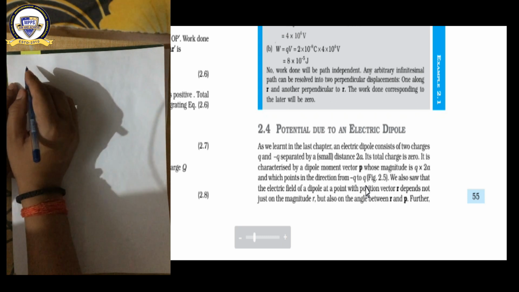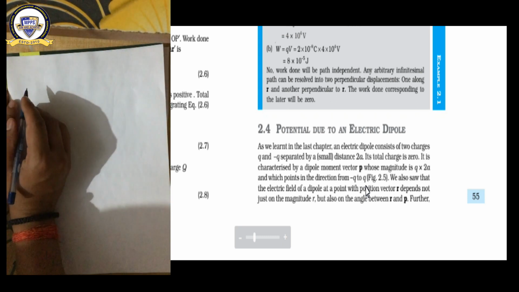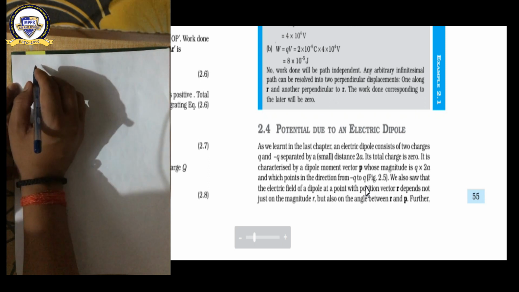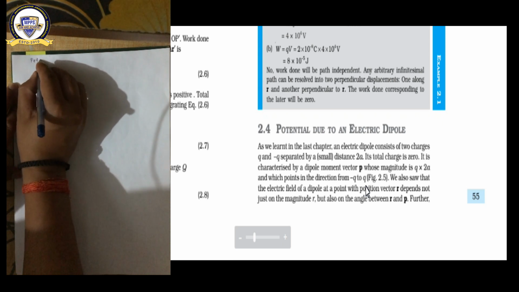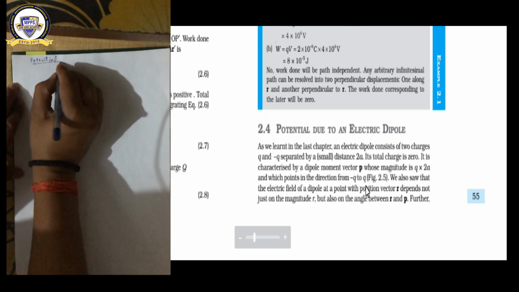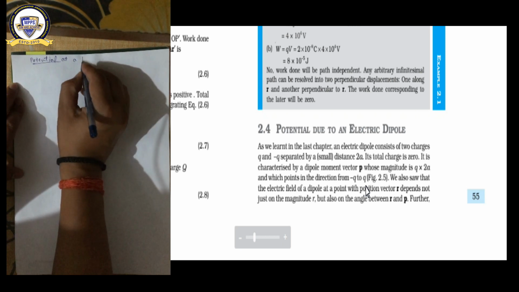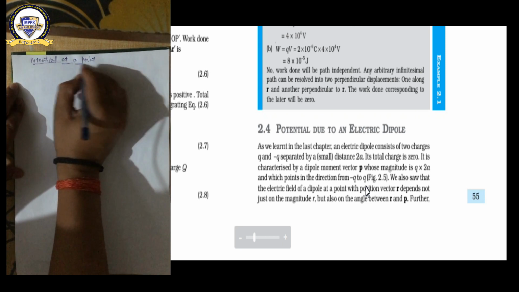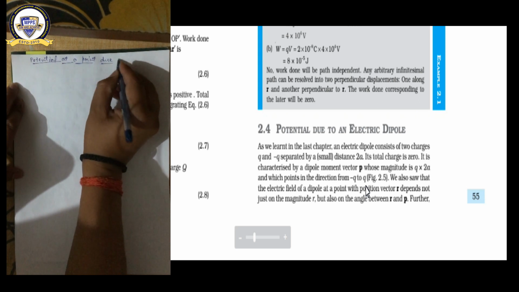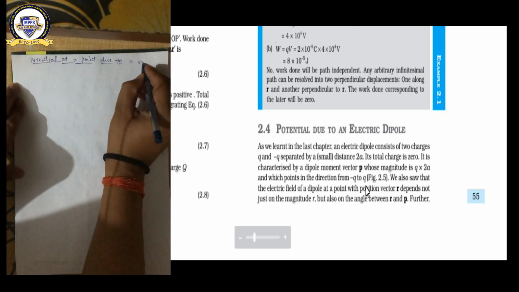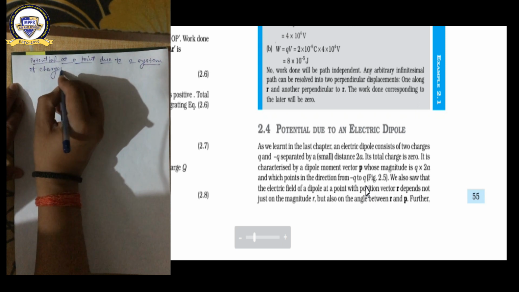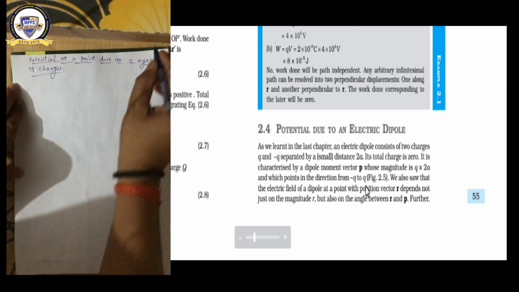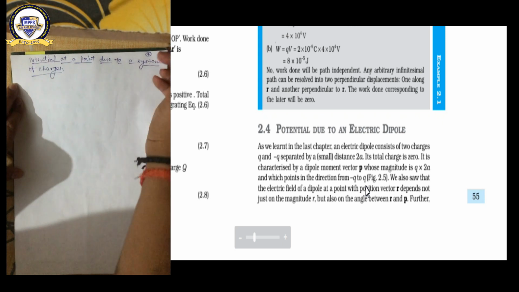Now, come to the next topic, potential at a point due to a system of charge. The topic is potential at a point due to a system of charge. Here it is the page number 4.